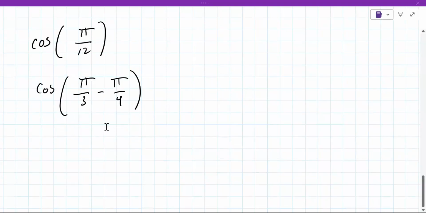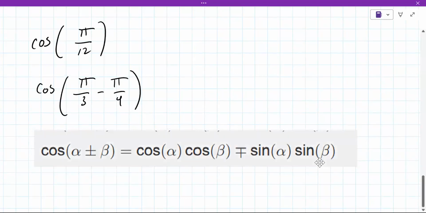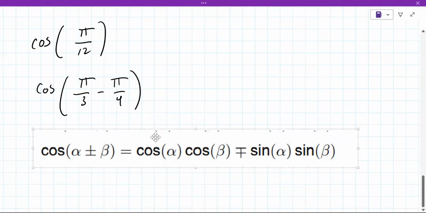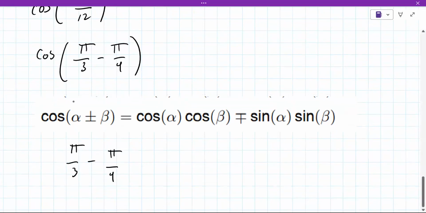I'm a little shocked you have to know all of them. Yeah, my teacher, I don't know if you've heard of him, Mr. Banan. Well, it's just useless information. I mean, you don't really need to memorize this, but you need to know how to use it. So I would give you the formula and give you harder problems to see if you know how to use it. But yeah, you have to be able to recognize, okay, it's pi over 3 minus pi over 4.